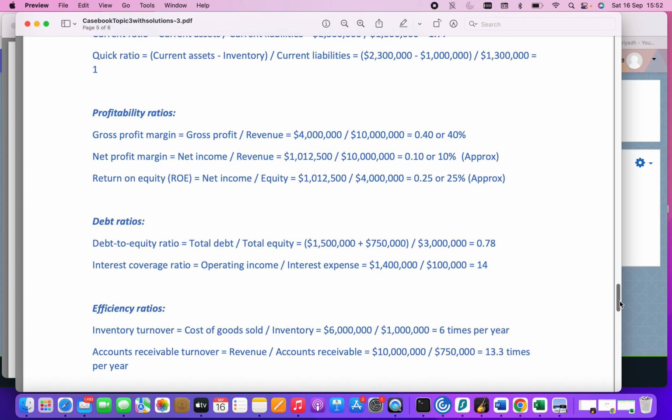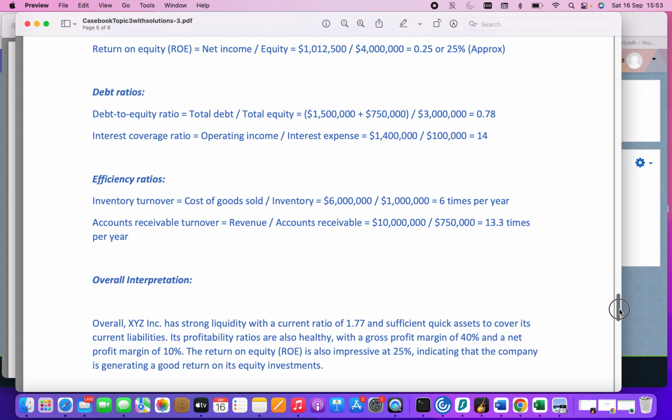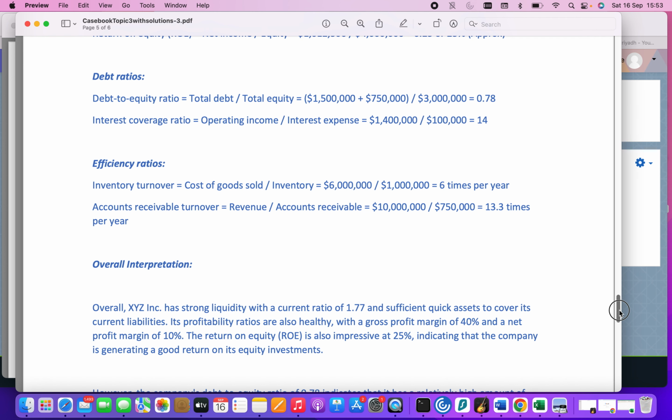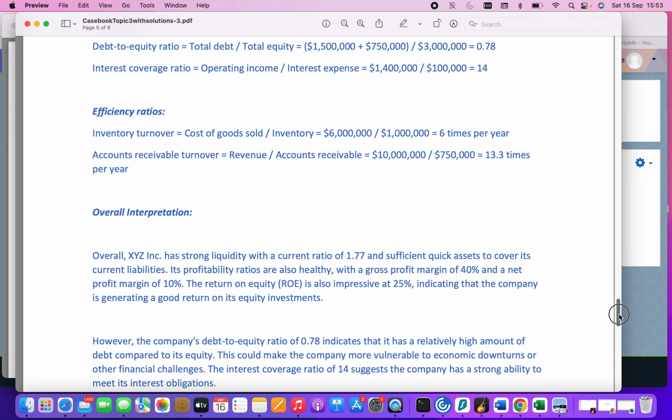The next is our ability to control our credit accounts, so our ability to control customers who buy from us on credit. Again, the higher this figure is, the better. So revenue as a whole exceeds accounts receivable by 13.3 times. You compare it to the industry standard, you compare it against yourself a few years ago, but that looks a fairly healthy figure.